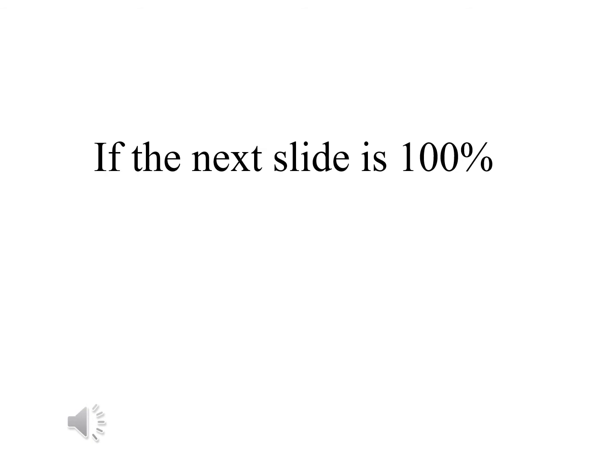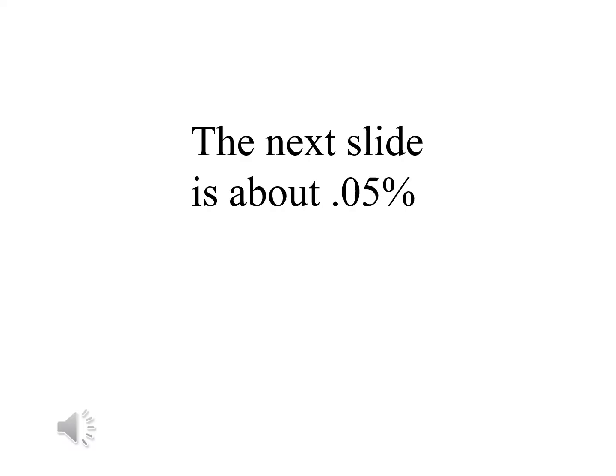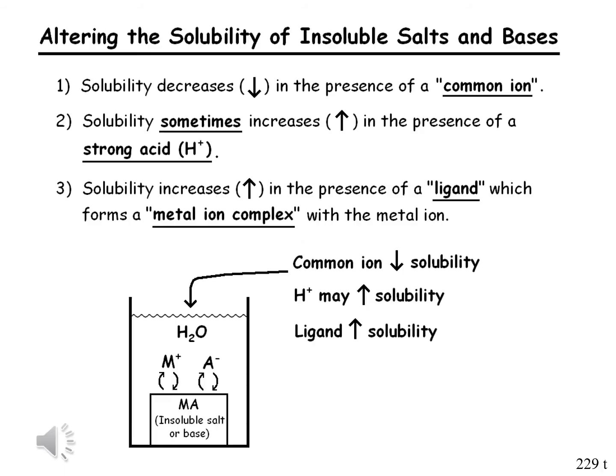Again, if the next slide is 100%, here's the 100% again. The next slide is the amount that would be left in this problem. This is a little bit more than last time, but if you spread that square out over the entire screen, you wouldn't even be able to see it. So this is a good separation.